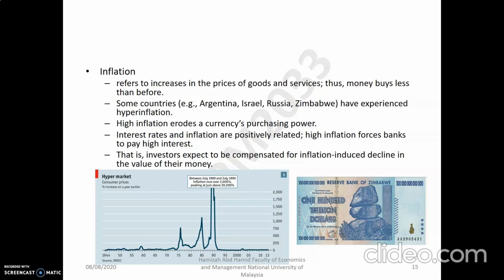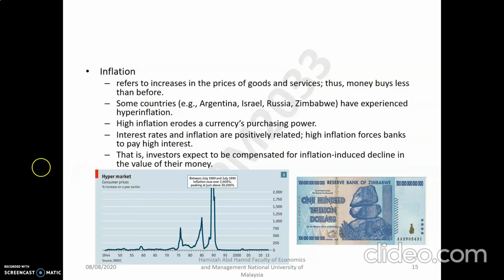Next is inflation. Inflation will definitely influence the price of a currency. Inflation refers to the increase in the prices of goods and services. Money will buy less than before. Thankfully, some countries, some of you are from China, some of you are from Malaysia and Indonesia, we have not experienced hyperinflation. A lot of countries have experienced it. Inflation is something that is normal in the economy.